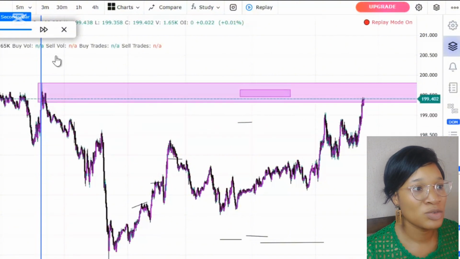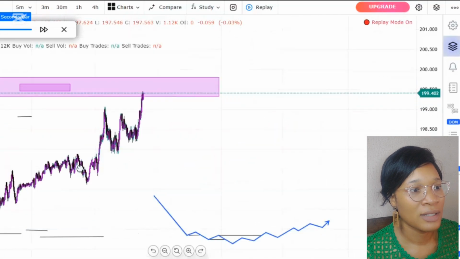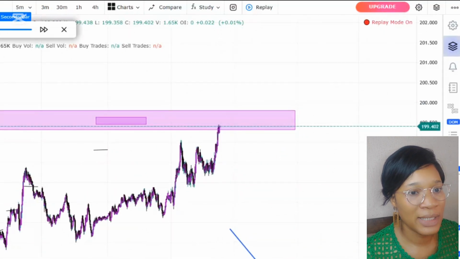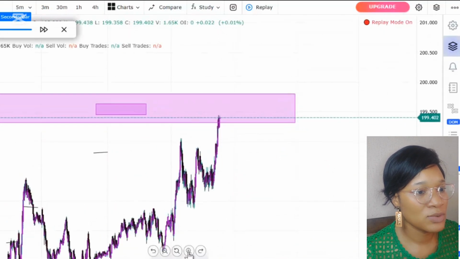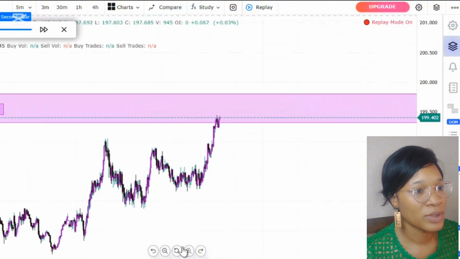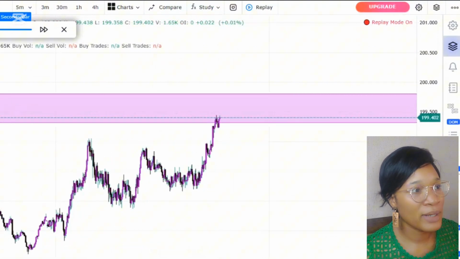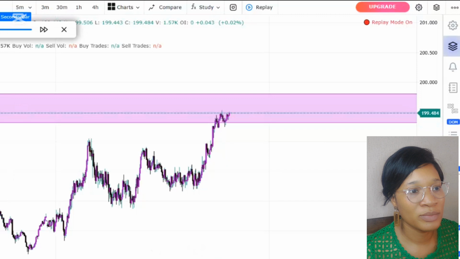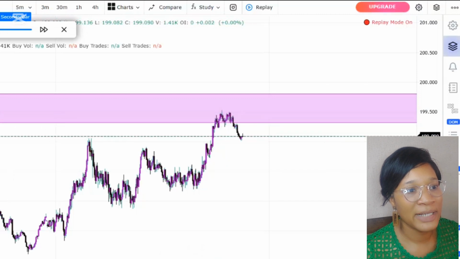Now price has entered into our zone. Let's take a very good look at it. Price has come into the zone. Okay, now I'm looking for some kind of hesitation on this zone. I'm looking for some kind of hesitation.